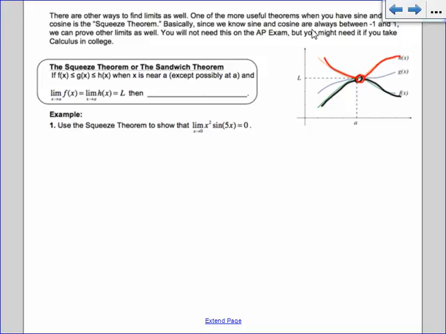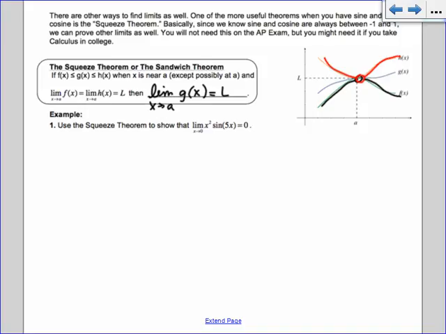Then g of x is sandwiched between them. So what should the limit as x goes to a of g of x be? It should be L, exactly. Okay, so the most common things that we use these for when we're doing the squeeze theorem are functions that involve sine and cosine. Okay, because sine and cosine are sandwiched between two numbers.